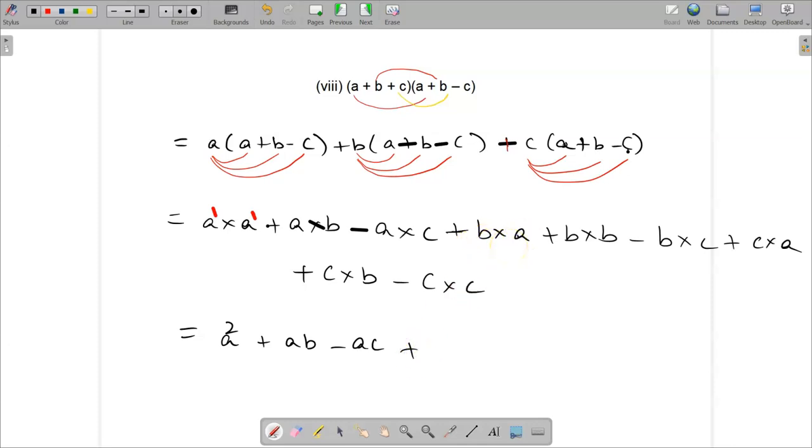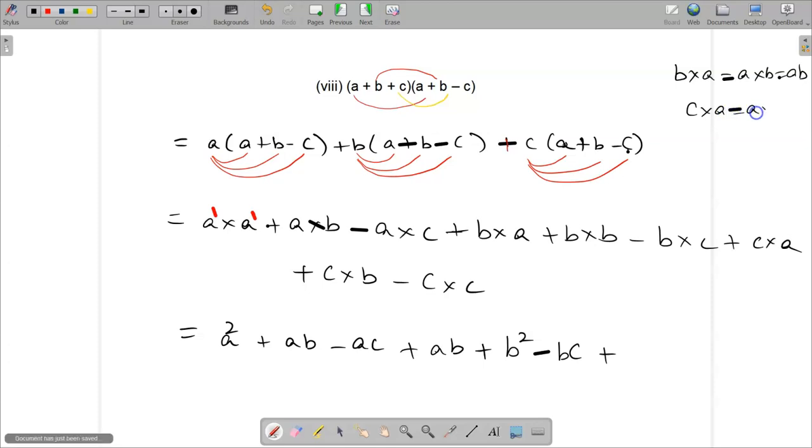Generally we have to write the variable in the alphabetical order. So B into A I can write it as A into B, which is nothing but AB. So plus AB, and then B into B is what? B square. Minus B into C is what? BC. C into A, again write in the alphabetical order. C into A is nothing but A into C, which is nothing but AC. So this term it is AC.